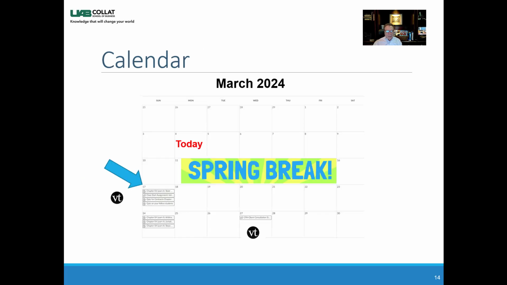Here's the calendar. Today is March 4th. As luck or bad luck would have it, the UAB spring break is the second week of this course, and I want everyone to have a spring break, so we're not going to run this course during spring break week, but the night of the 17th of March, look at all those things that are due, including introducing yourself to me and to each other using VoiceThread.